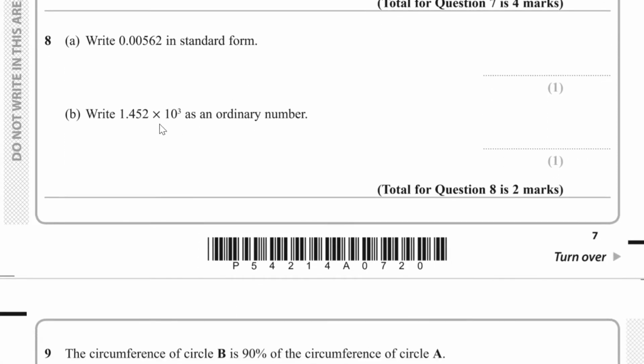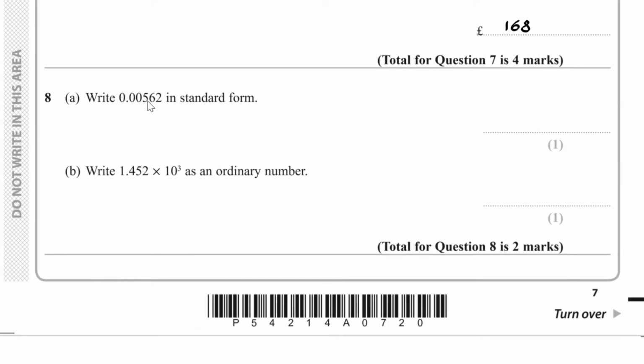Question number 8, we have to write 0.00562 in standard form. Well, all we have to do over here is move the decimal place such that the number will be of the form a times 10 to the power of n, where a is in between 1 and 10. Okay? So if we move the decimal place, we move it 1, 2, 3 units to the right.